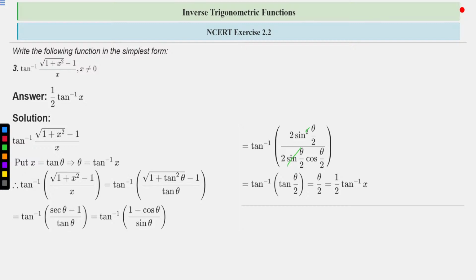Now, we can write tan inverse tan theta by 2 as theta by 2, right? And we had taken theta as tan inverse x, right? Therefore, theta by 2 will become 1 by 2 tan inverse x, right? Therefore, 1 by 2 tan inverse x will be the correct answer, right?